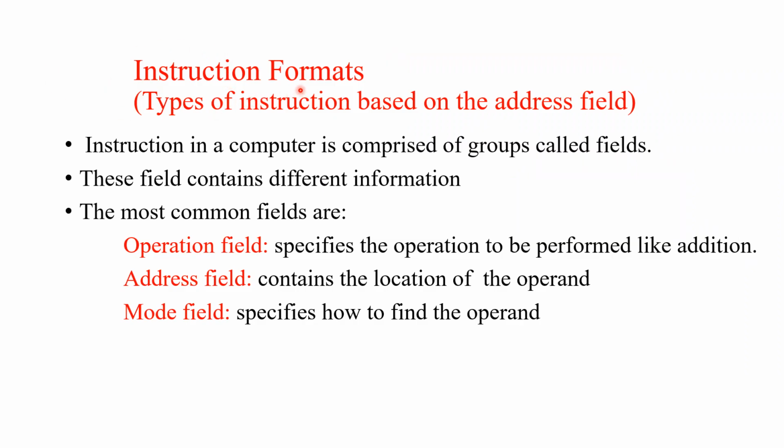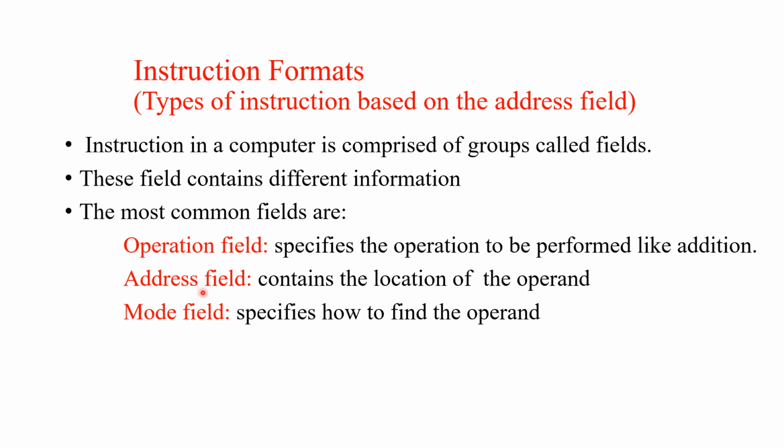An instruction in a computer is composed of several groups known as fields, each containing specific information crucial for executing tasks. The most common fields found in an instruction are operand field, address field, mode field. Operand field: this field specifies the operation to be performed, such as addition, subtraction, multiplication, or any other arithmetic or logical function. It indicates to the CPU what action needs to be taken with the provided operands.